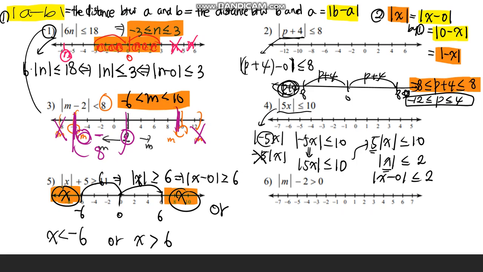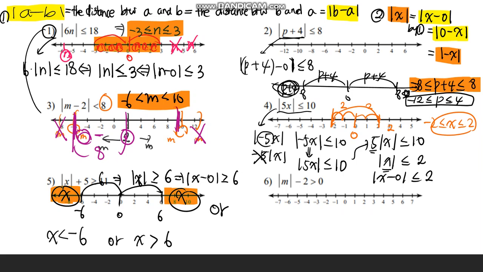Then 0 is right here, and 2 is up here, and also going this side for 2, and this side for 2, right? Again, x should be inside. Therefore, the answer is negative 2 to 2. Okay, so this is the answer.